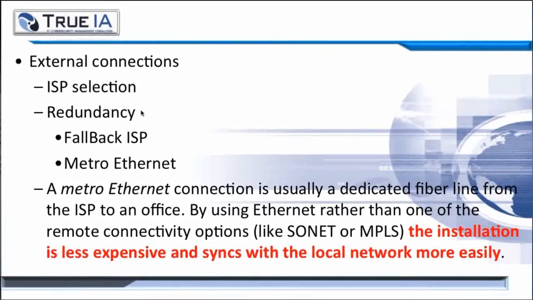Next comes the selection for external connectivity. It doesn't do us any good to have a high-speed internal network if no one can get to the internet. There are only certain ISPs that can provide you the bandwidth, depending on an organization, that you may require. You'll also need to consider redundant paths.